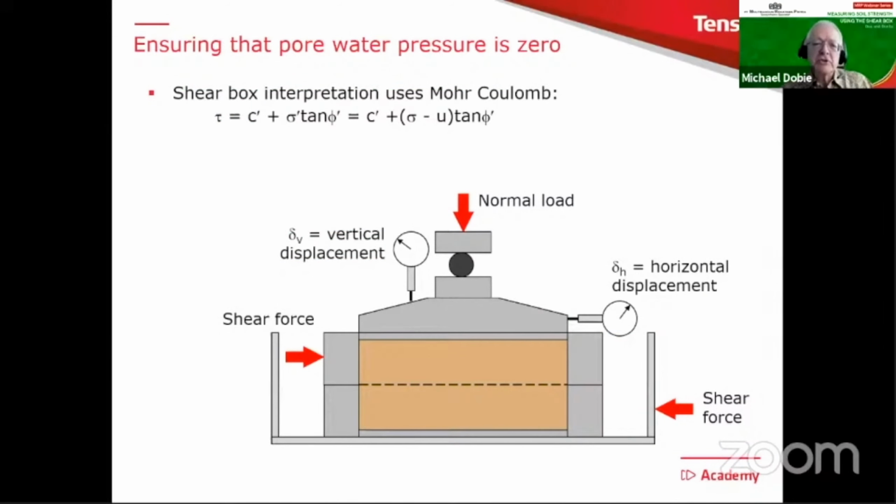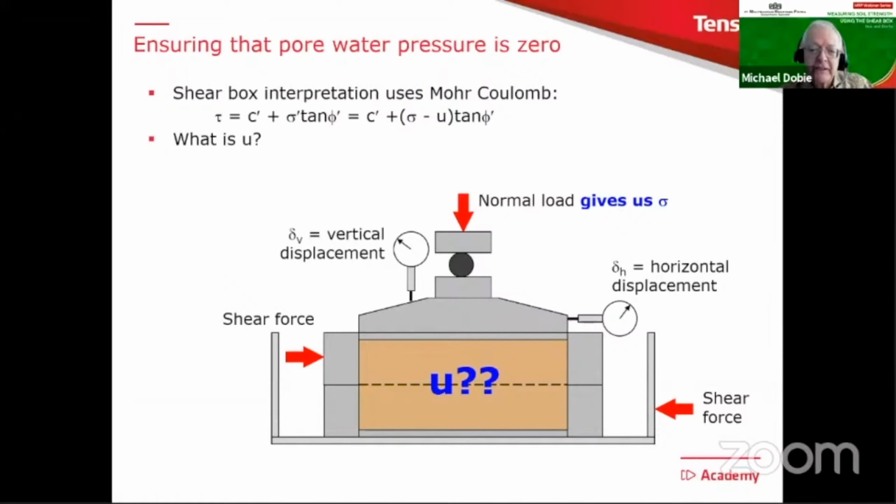The next thing is about ensuring that water pressure is zero. Now, when we interpret shear box test results, we're going to use the Mohr-Coulomb equation or relationship, which is given to you there, the shear strength equaling c' plus the effective stress sigma' times tan of phi'. But we never know what sigma' is, so we have to write it down as its two components. That's to say total stress and pore water pressure. Now, we know the total stress because that comes from the normal load. That is a total load, so it gives us a total stress. But then the big question is, what is the pore pressure?